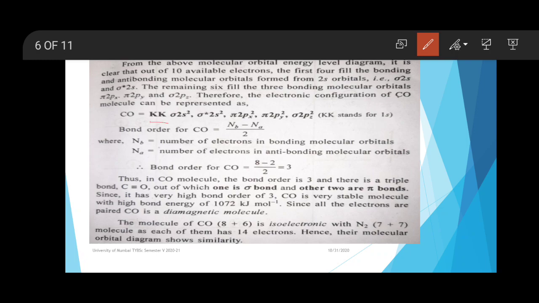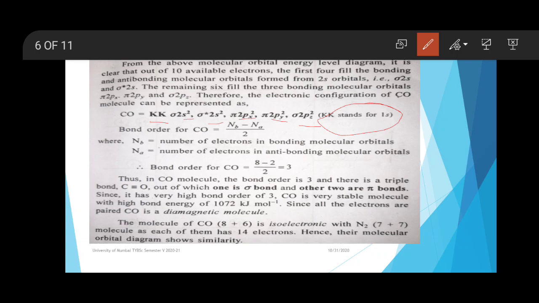That means out of 14 electrons, 4 will be in the KK shell, then 2 will be in sigma 2s2, 2 will be in sigma star 2s2, 2 will be in pi 2px2, 2 in pi 2py2, and 2 in sigma 2pz2. As I said, here also they have mentioned KK stands for the first shell orbital.